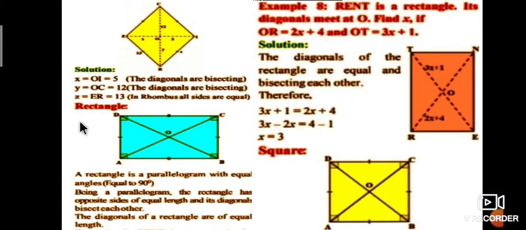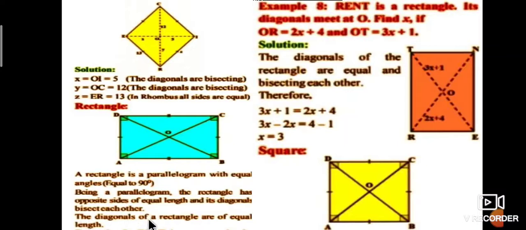Next, properties of a rectangle. What is a rectangle? In a rectangle, the opposite sides are equal and parallel. All angles are 90 degrees. A rectangle is a parallelogram with equal angles. Such a figure is called a rectangle. Being a parallelogram, the rectangle has opposite sides of equal length and diagonals that bisect each other.